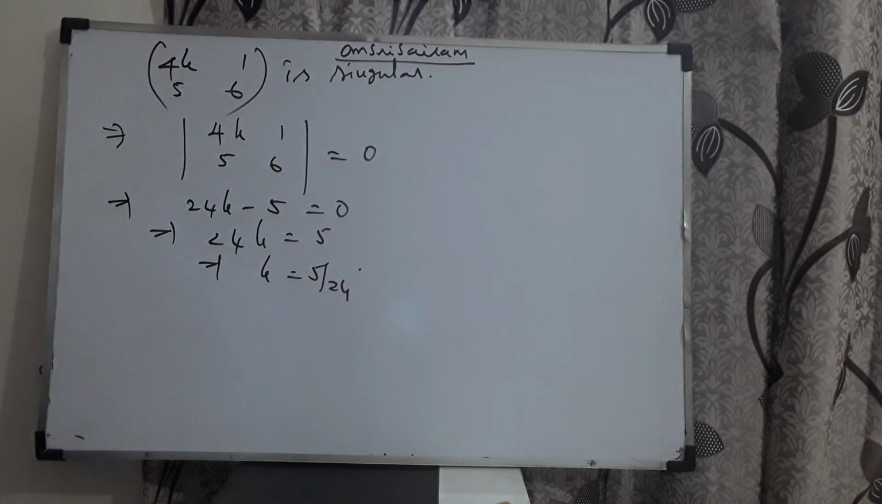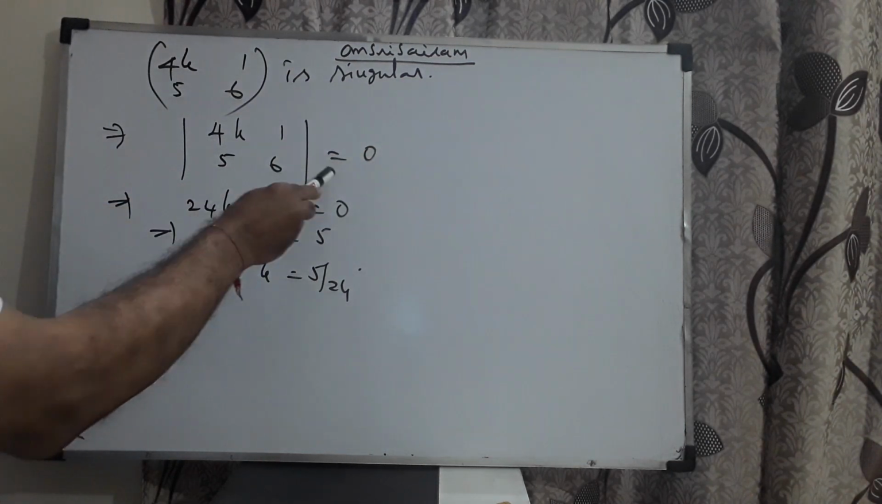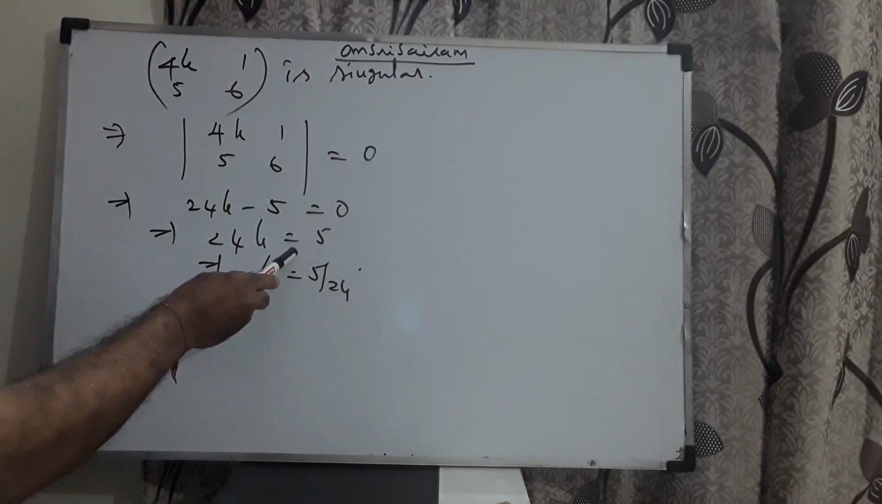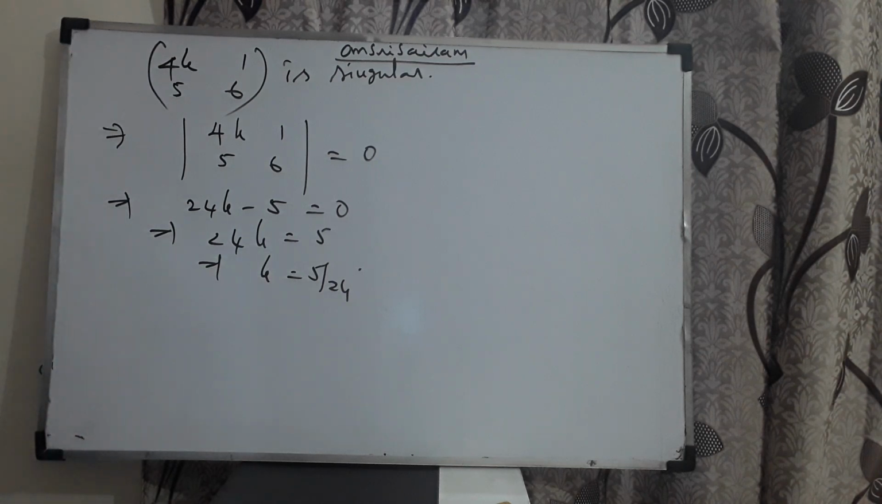I repeat, if the question is given as: if the given matrix is non-singular, find the value of k. Instead of singular, I'll write non-singular. This implies the determinant is not equal to 0, which implies k not equal to 24 by 5. Therefore, give the conclusion: k can take any real value other than 24 by 5 for the given matrix to be non-singular. That is the condition you are supposed to give.